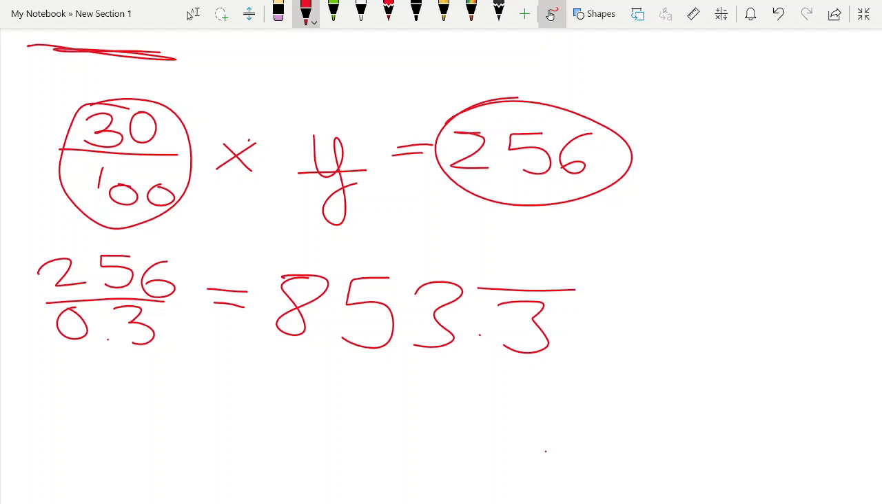So we divide 30 by 100, which is 0.3 or 0.33333. So instead of that, we've got just by 100. Then you've got 256, which is our number coming right over there, by 0.3, which is equal to 853.33333. If you have 3s recurring to infinity, then you're just going to put a dash on top of the number, which represents 3 recurring. So you don't have to write that many times.